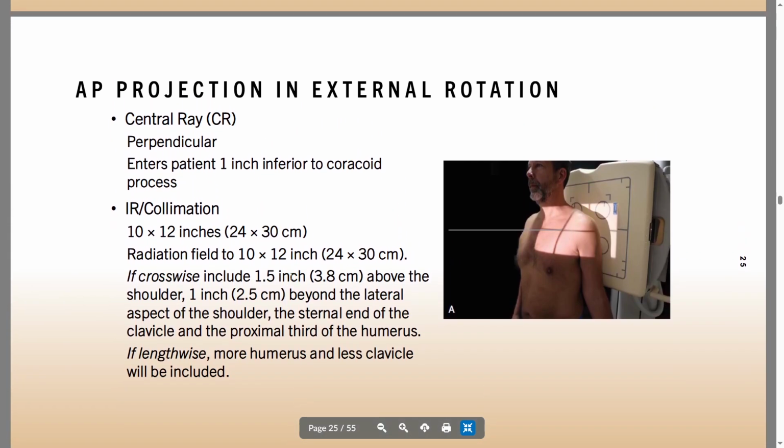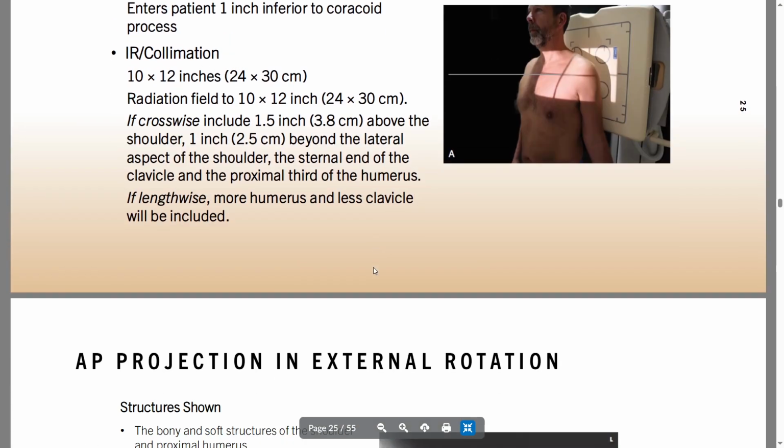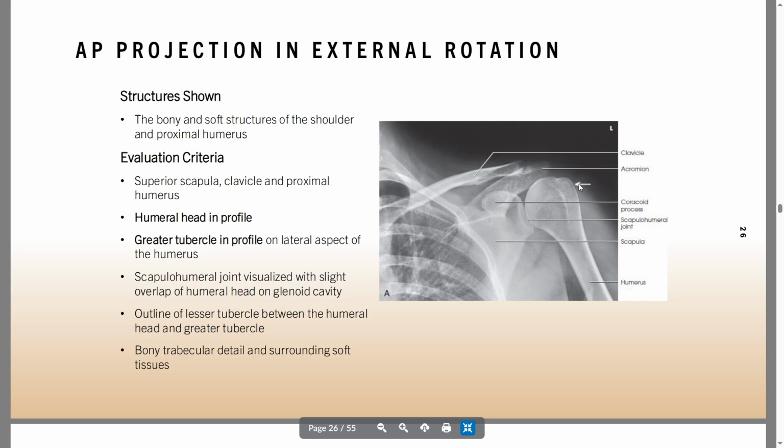Everything else is the same. You're going to put the central ray in the same place, and the collimation the same, that 10 by 12 box. And on external rotation, we can see the greater tubercle much better.